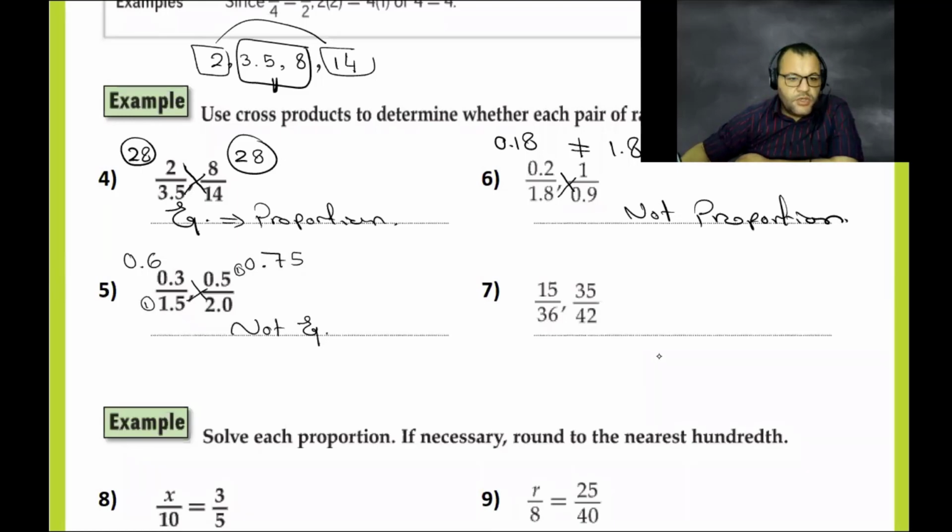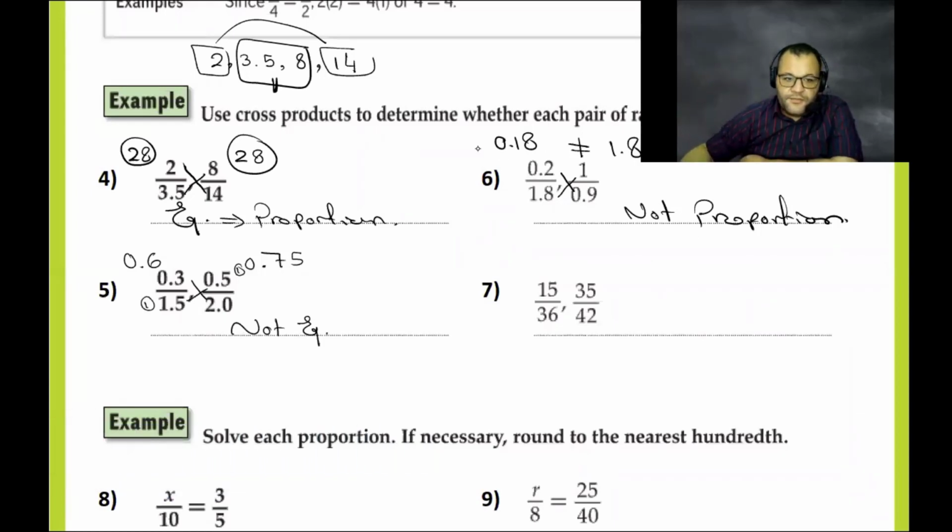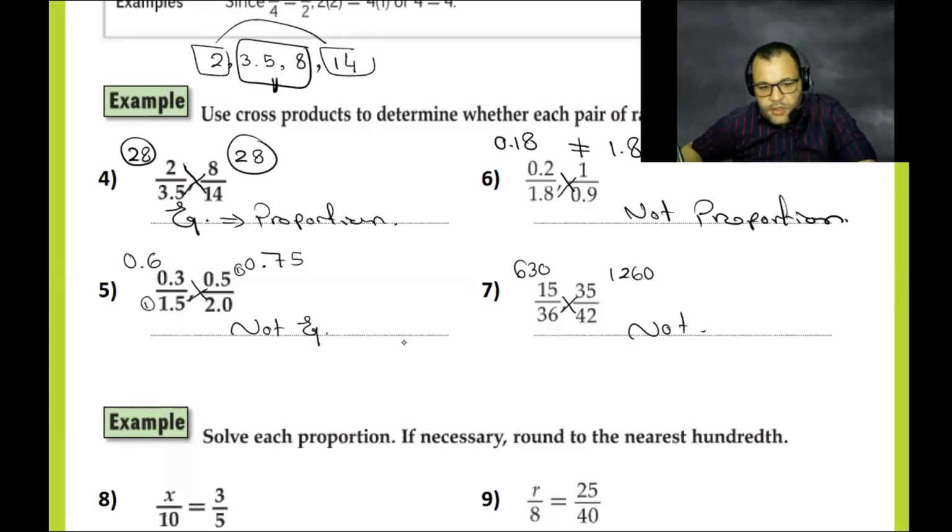Question number 7, Tijan, can you solve it? If you want to solve it, just raise your hand. Okay, so the extremes are 15 and 42. Their product will be 630. Then 35 times 36 is going to be 1,260. So they are not equal, they are not equivalent.